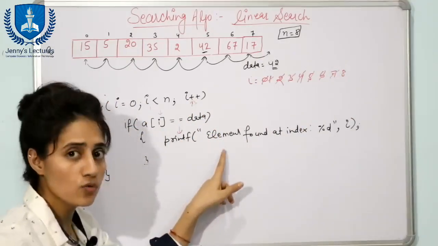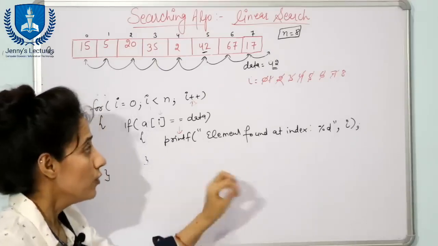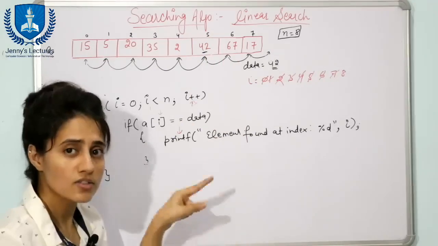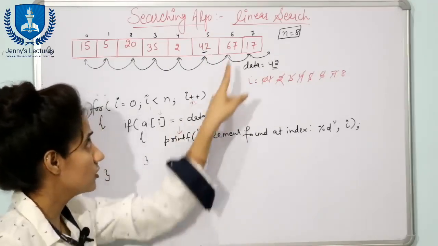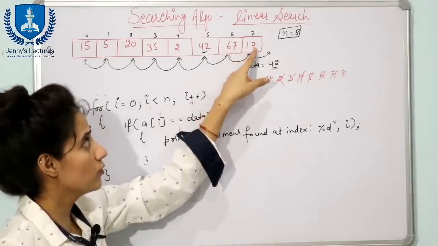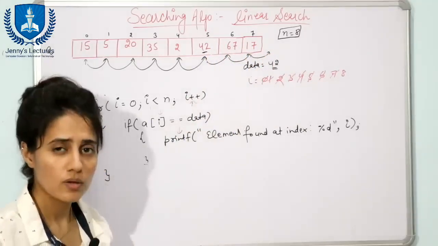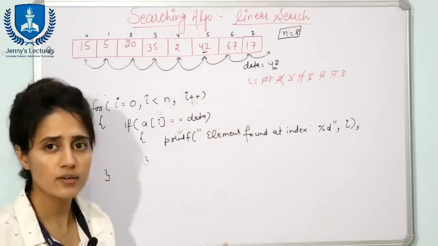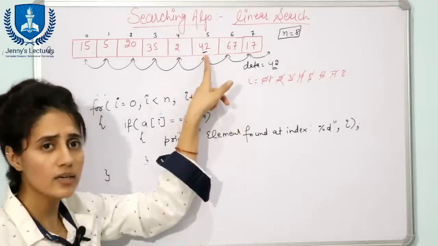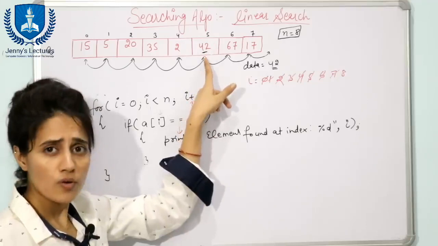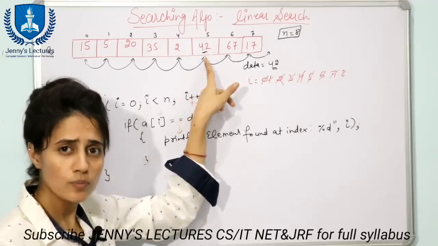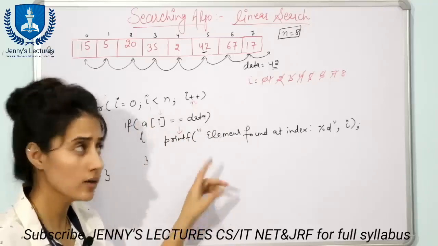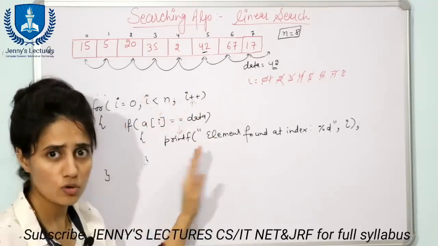Now here the drawback is what? For this code, the drawback is what? We have found the element at index 5, but still this code is searching for the 6th location also and for the 7th index also. Now what is the point of searching after finding the data, right? We have found the data, na? Now at 5th index only we have found 42. Now what should be done? This algorithm or this code should have stopped here only, but it is not stopping.